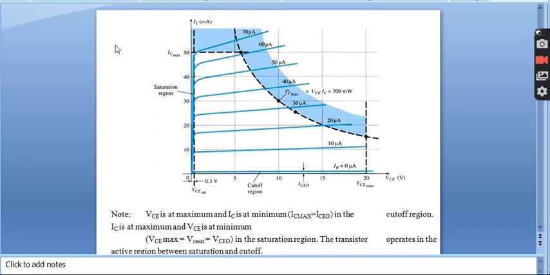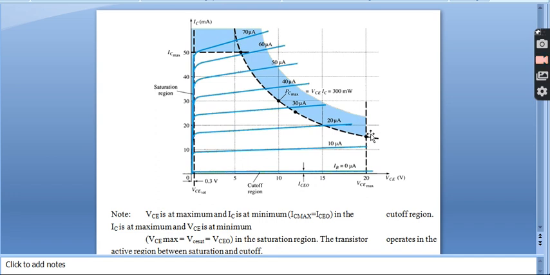Here look at this. VCE is at maximum and IC is at minimum, that is ICEO in the cutoff region. Cutoff region means when IB equal to 0; IB equal to 0, below the region, is called the cutoff region. So in this cutoff region, VCE is at maximum and IC is at minimum.